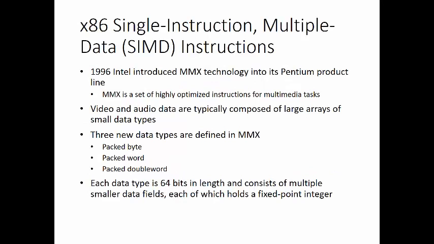In 1996, Intel introduced MMX technology into its Pentium product line. The MMX is a set of highly optimized instructions for multimedia tasks, video and audio data. They're typically composed of large arrays of small data types, and three new data types were defined in MMX: packed byte, packed word, and packed double word. Each data type was 64 bits in length and consists of multiple smaller data fields, each of which holds a fixed point integer.